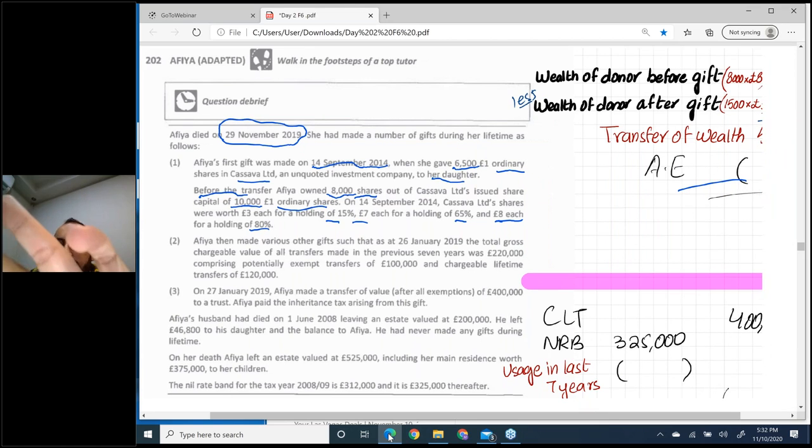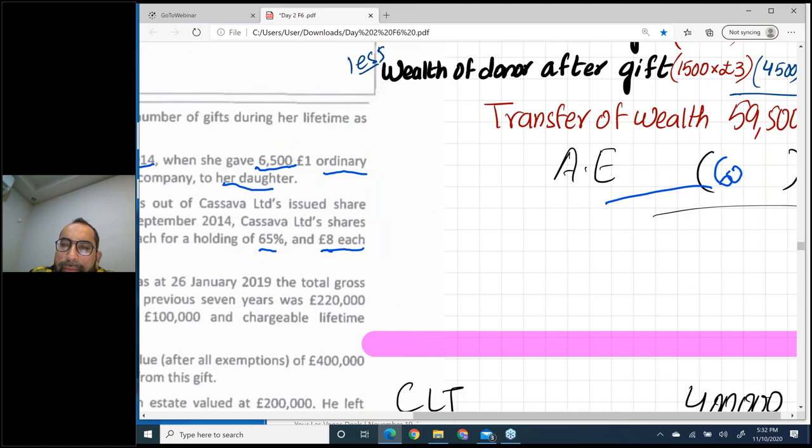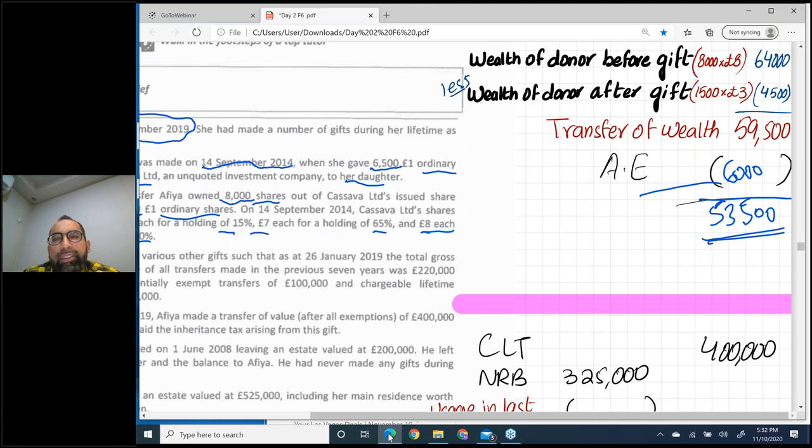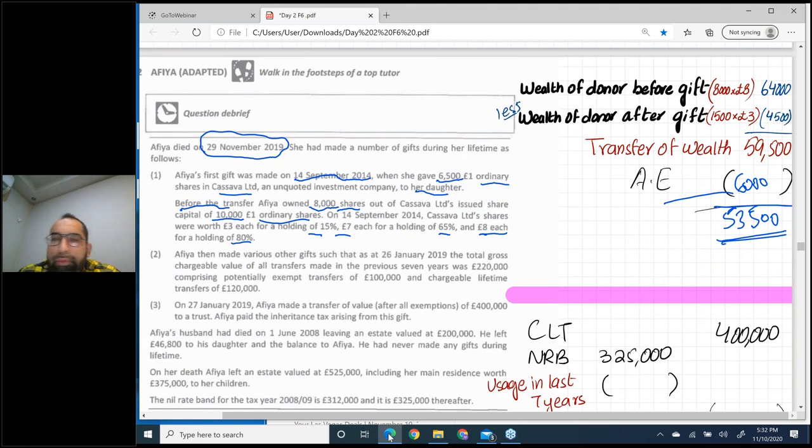So the amount of annual exemption we are going to use is 6,000. 59,500 minus 6,000 is 53,500. So this is your answer: 53,500 is the answer to question number 1. Now you may ask, sir, what about the marriage exemption? There is no marriage exemption right now, because nothing is written about marriage or wedding, right?